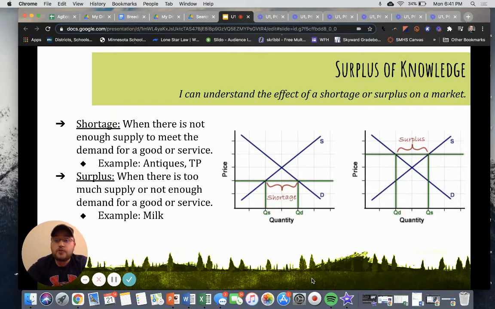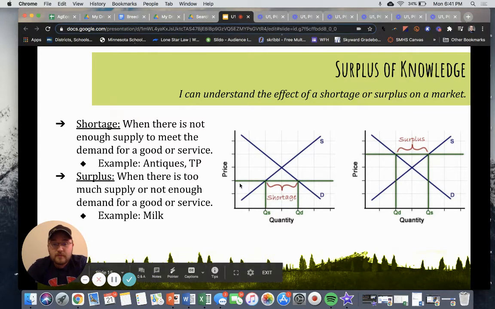So shortage, again, this is when there's not enough supply to meet the demand for a good or service. Some examples would be antique products, right? Because there's not a lot of them available, so we have to charge more. And also the toilet paper in our toilet paper case study. Shortages are always going to be plotted underneath the equilibrium, like this line that we see right here. So this is essentially meaning that at any point beneath the equilibrium point, we're going to be at a shortage.